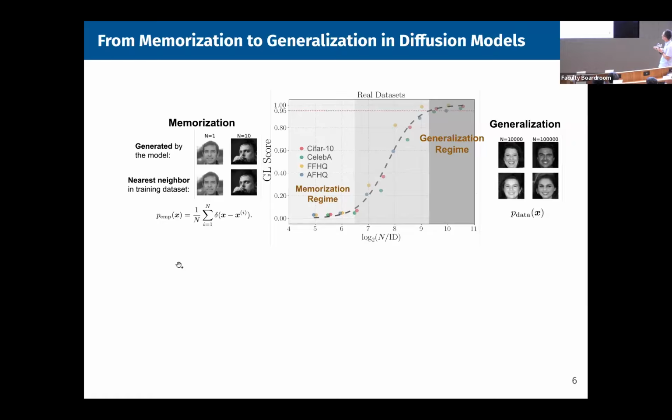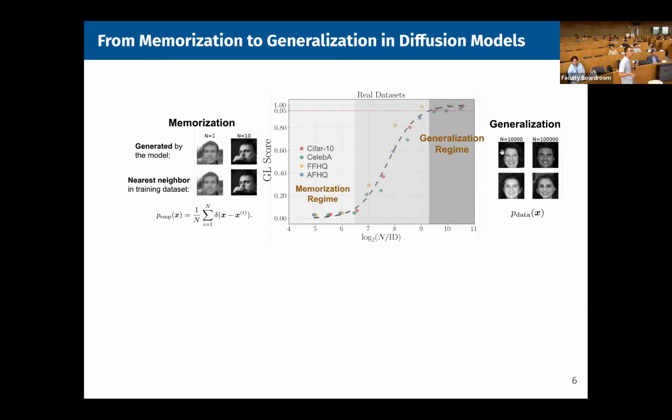So if you look at the thing on the left, right? The generated samples from the model, in this case, if you compare them to the nearest neighbor in the training dataset, right? When you have limited samples, the model is indeed overfitting and memorizing the samples. And in this case, the model is learning the empirical distribution of our data.